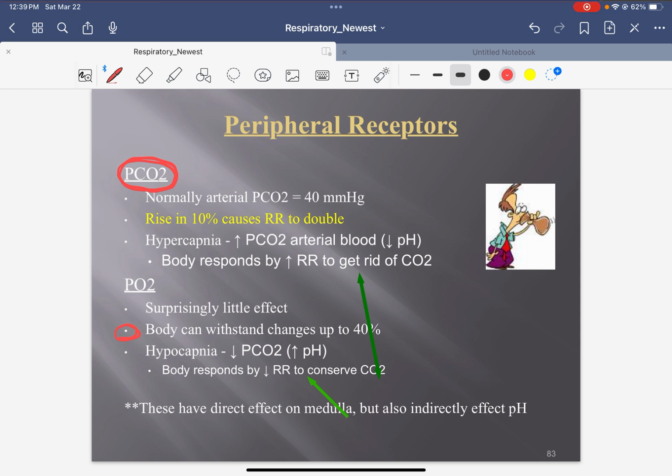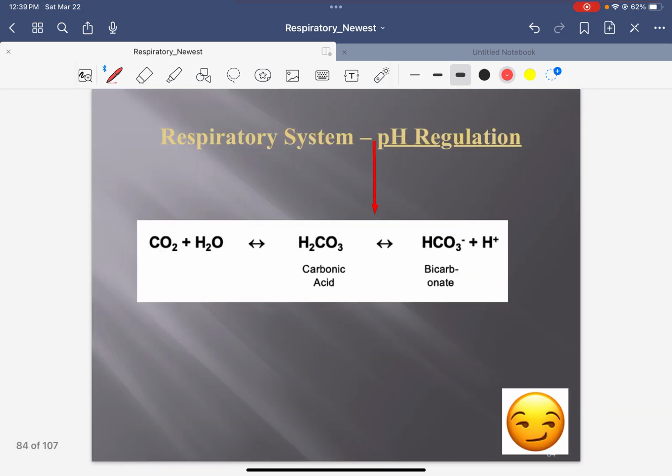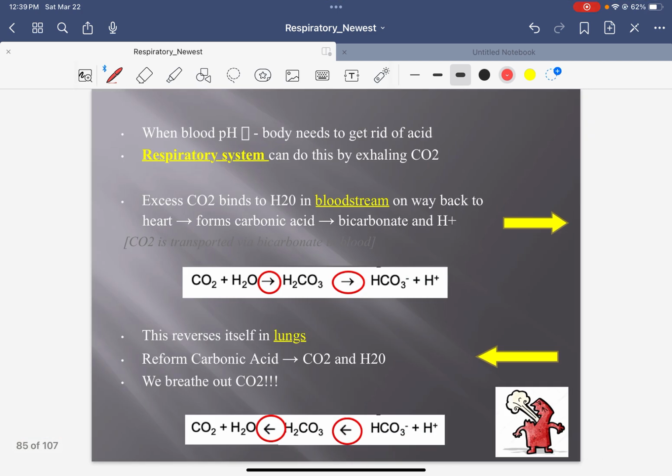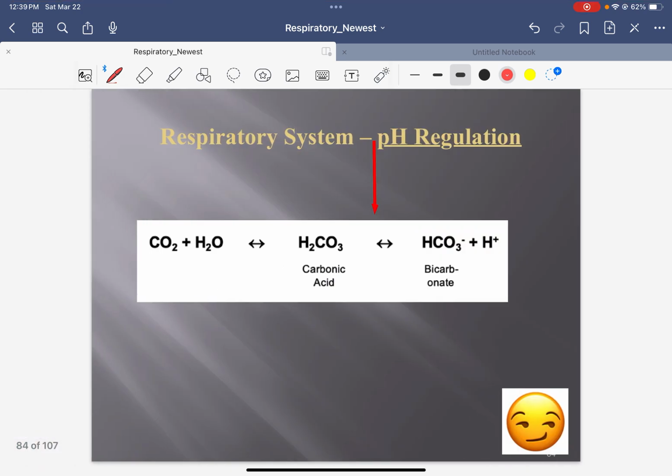Everything else here is extra. I'm driving home the point. What are we more sensitive to? Increases in CO2. Okay. When we talk about pH regulation, we can do it by breathing out more or less CO2.